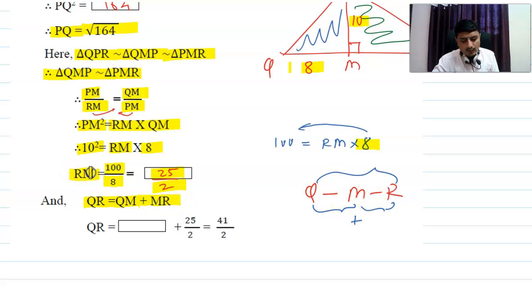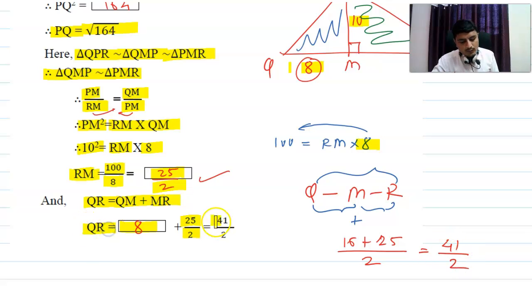MR is the same as RM. So the QM value, as per the figure, is 8 plus the MR value, which is the same as RM, that is 25 divided by 2. Doing the cross multiplication, 8 times 2 becomes 16, plus 25, divided by 2. 16 plus 25 is 41, divided by 2. So the value of QR is 41 divided by 2.